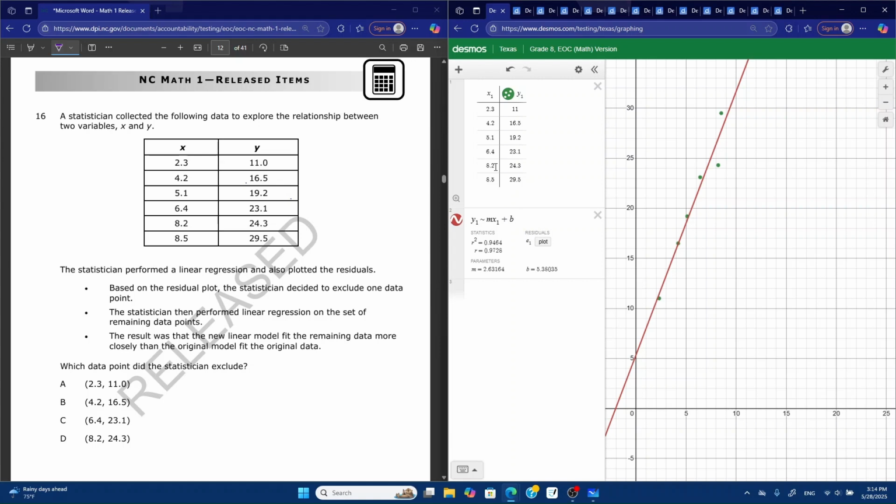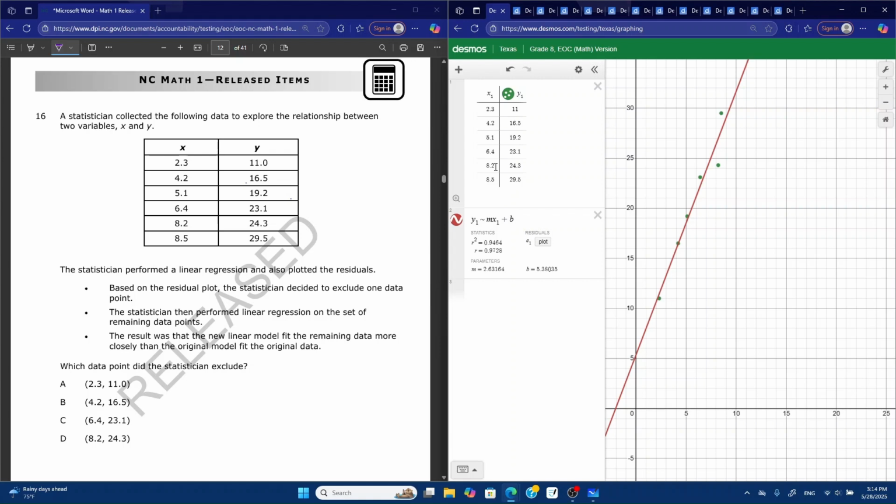16. Scientists collect the following data to explore the relationship between two variables, x and y. The scientists performed a linear regression and also plotted the residuals. Based on the residual plot, the scientists decided to exclude one data point. The scientists then performed linear regression on the set of remaining data points. The result was that the new linear model fit the remaining data more closely than the original model fit the original data. Which data point did the scientists exclude?